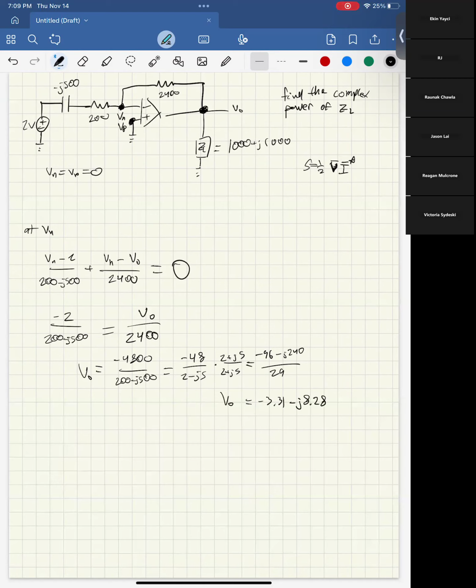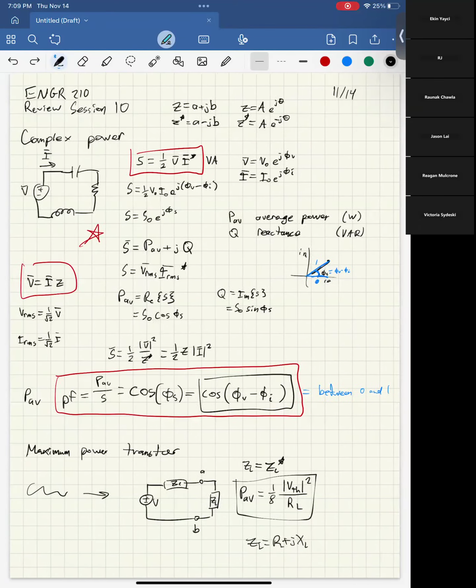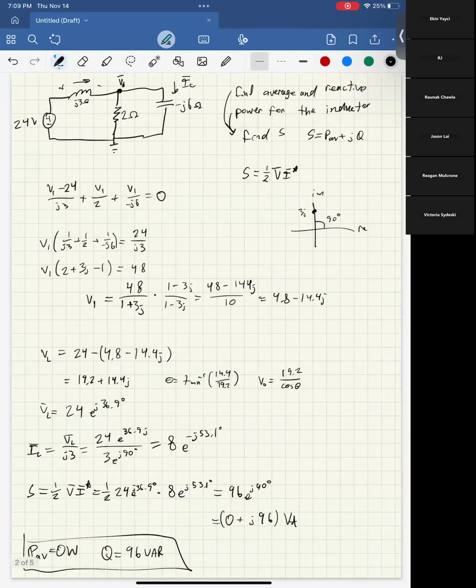So now that we have that, we want to find S of the load. We'll call it SL. And as I said earlier, you can always use this equation, and then you'd find I is equal to V out over ZL. And then you take that and use it in this equation. Or to make our lives easier, if you remember the equation, you can use S equals 1/2 V squared over Z conjugate.